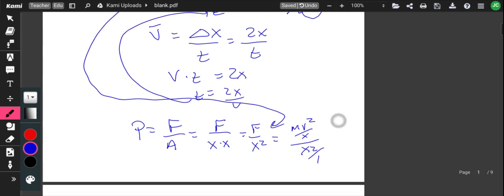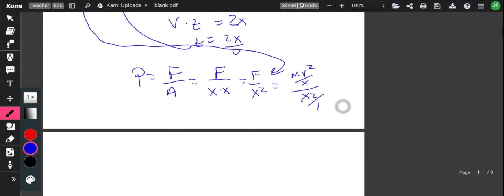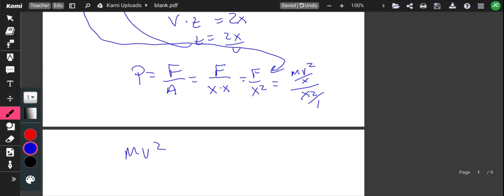So we invert and we multiply. And so when we do that, we get mv squared over x times 1 over x squared. So we get mv squared over volume. That is where we're going to end the origin of pressure.